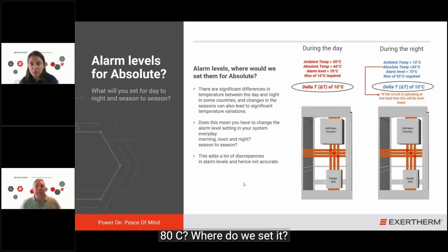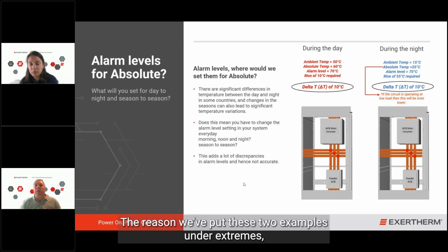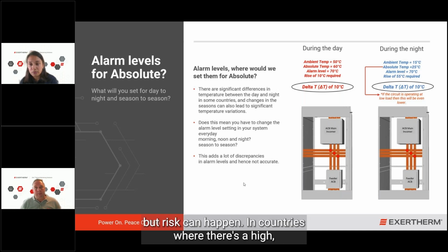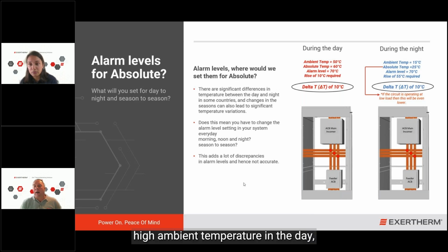50C, 70C, 80C? Where do we set it? Now, we're looking at two examples here. On the left, the one in the red, the right, the one in the blue. The reason we put these two examples, and they're extremes, is that this can happen in countries where there's a high ambient temperature in the day.